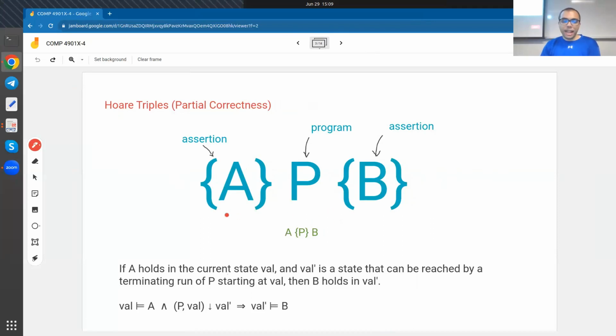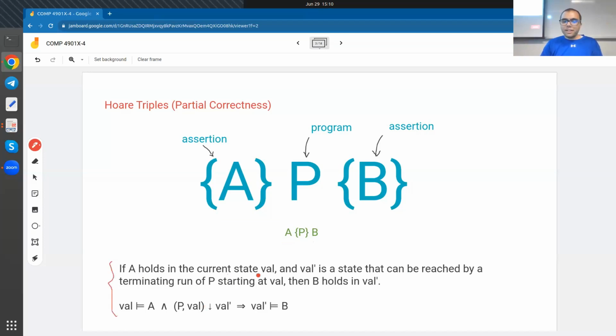okay? And the way I read this is that I say if A holds at the beginning and then I run P, then B will hold at the end of the program. So it's a precondition, post-condition kind of thing. And sometimes there are some books that use this notation, but that looks really strange to me. I always use this notation. Okay, this is the semantics of this triple.